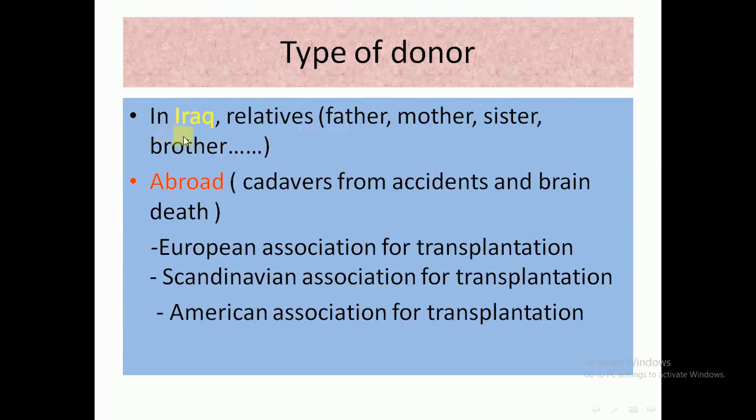Type of donor. In Iraq, donors are relatives, whether father, mother, sister, or brother, while abroad this is considered inhumane. The type of donor there is cadaver, from accidents, car accidents, and brain death. And there is an association between countries, which is the European Association for Transplantation, and this includes all countries in Europe. Another association is the Scandinavian Association for Transplantation, and this society includes Scandinavian countries like Denmark, Sweden, and others. And another association is the American Association for Transplantation, which includes North America.